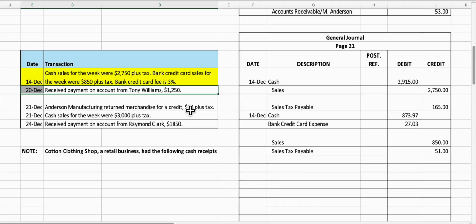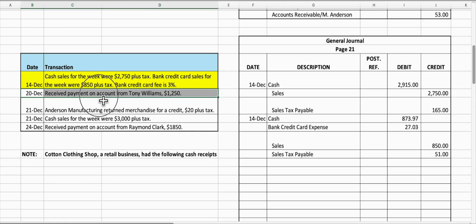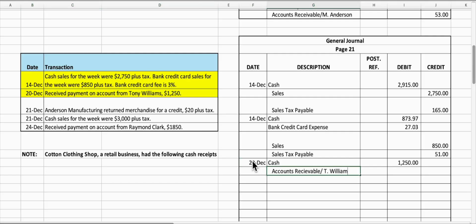Receive payment on account from Tony Williams. Now, it'd be just as easy to copy this one down, but I'm just going to go ahead and enter it. Accounts receivable, T. Williams, and that takes care of that journal entry.